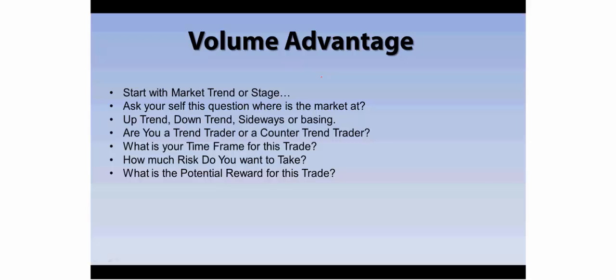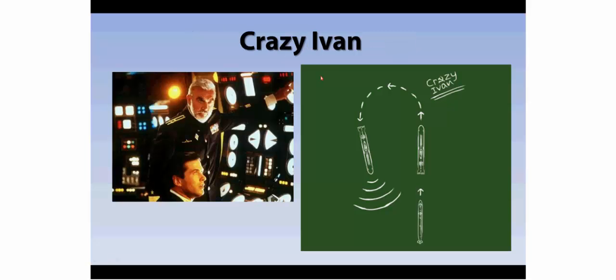Anybody watch the movie The Hunt for Red October with Sean Connery and Alec Baldwin? I'm going to teach you one of my favorite volume confirmations. It's a reversal pattern, and I'm going to show you. Great movie, right? You gotta love Sean Connery. Do you remember the scene where Alec Baldwin is trying to talk the American sub commander into not staying in front of him? Remember what's called a crazy Ivan?